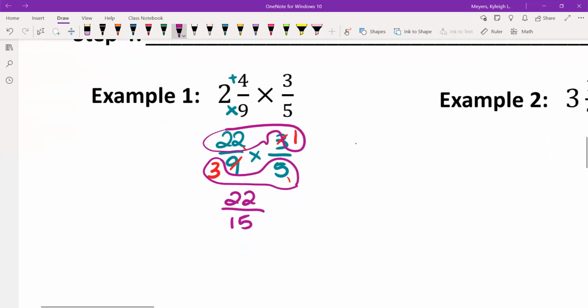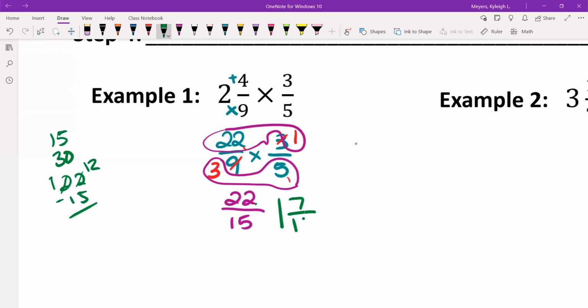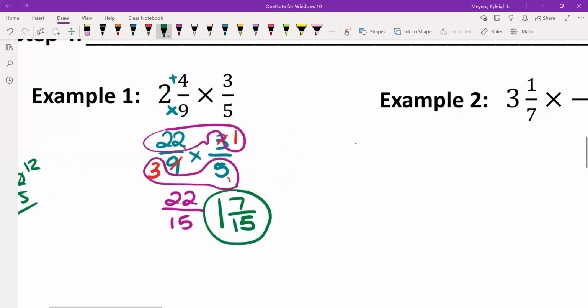And now this is the part that I think some of us are still stuck on. We have to figure out how many times 15 goes into 22. If it helps, list out the products, okay? Well, it goes 15 to 30. So 15 only goes one time. And then you would do what's 22 minus 15. And you'd get 7/15. So it's 1 and 7/15. Okay, so the only difference is that we have to make it an improper fraction first.